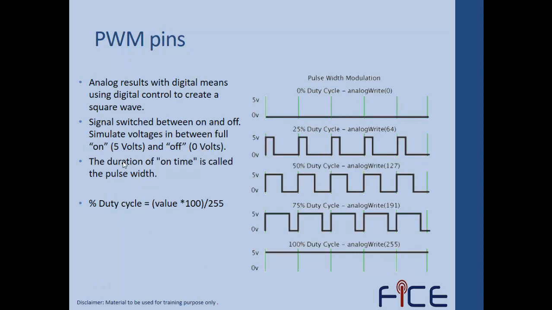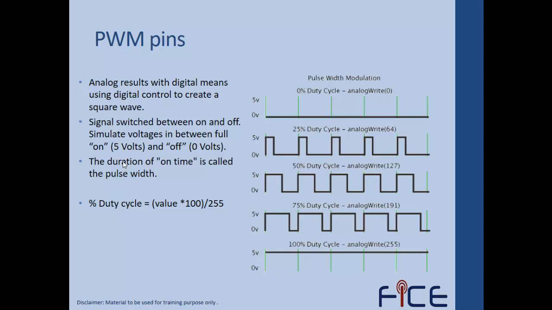That is the PWM pins now. Other than analog pins, I told you there are a total of 20 GPIOs. Out of 20 GPIO, 14 are digital pins, 6 are analog pins, and out of these 14 digital pins, 6 can be used for PWM. Now what is PWM? PWM stands for pulse width modulation. Basically it creates analog results with digital means, using digital control to create a square wave.